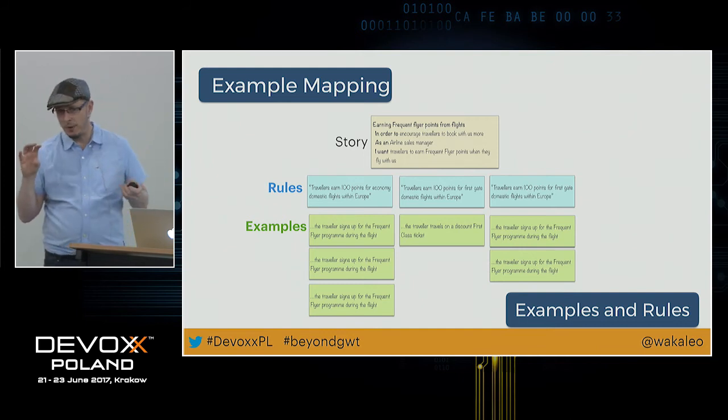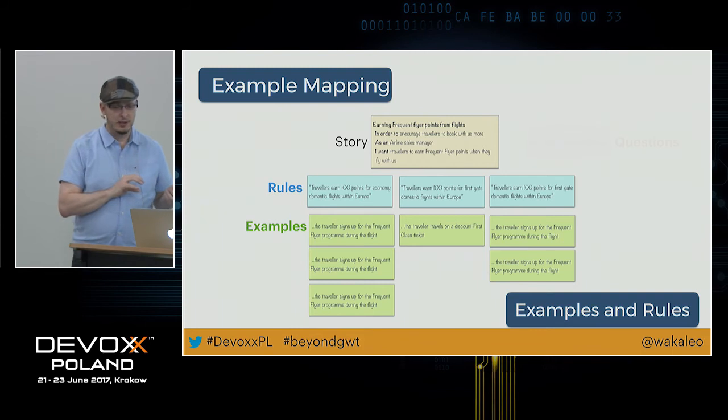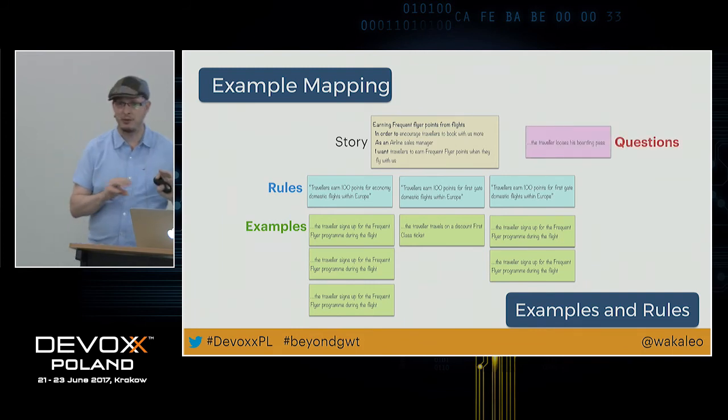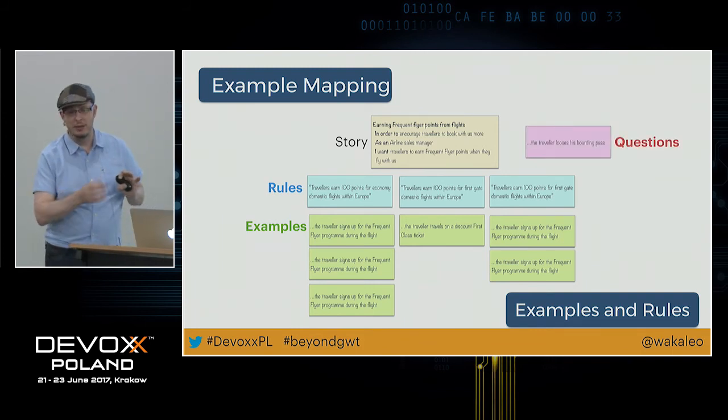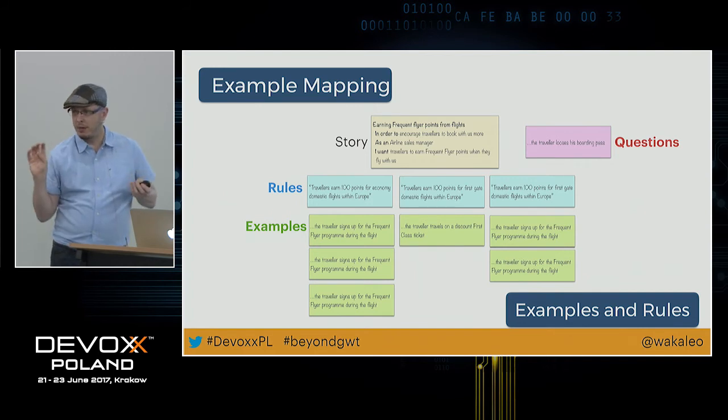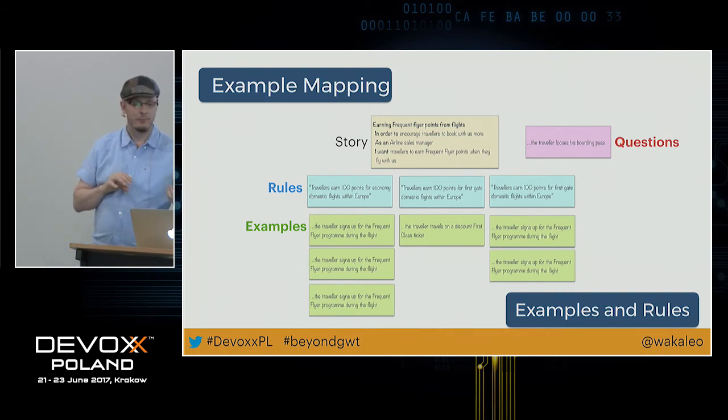And the examples help us flush out other rules. They also help us ask questions. So we've got a special color for question cards where we can flag something that we don't know. So that's example mapping in 30 seconds. But there's a bit more to it than that, but it's a very simple technique and still very powerful.